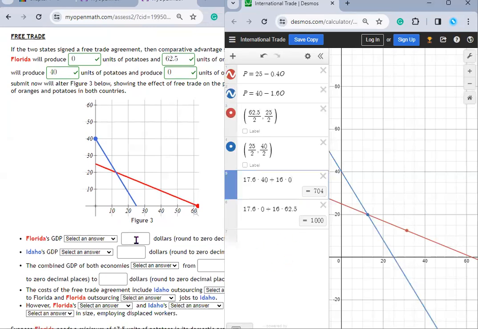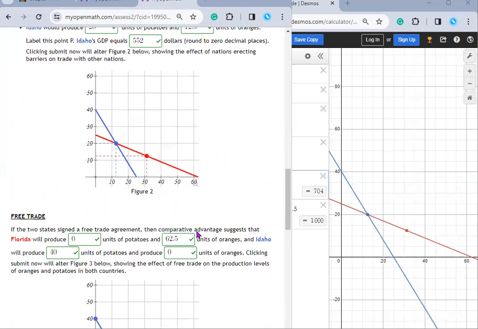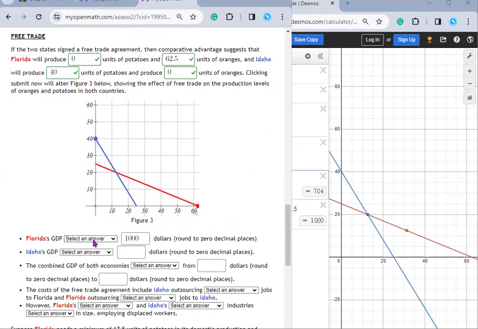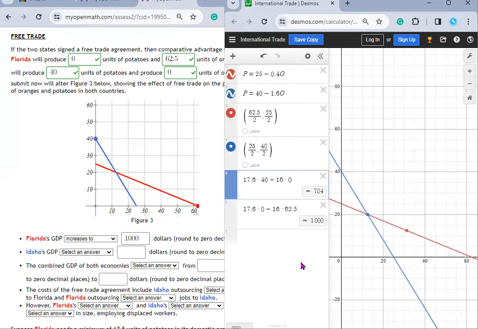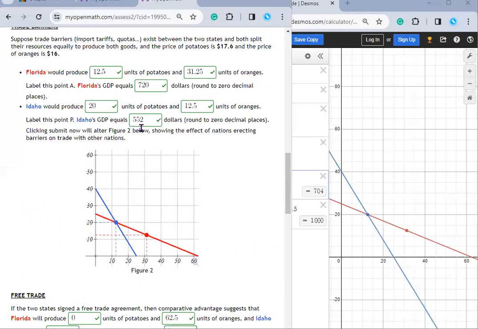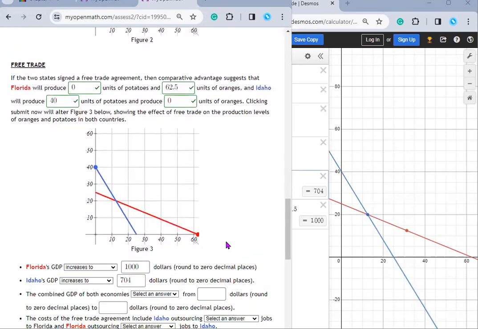So Florida's GDP is now 1,000. And that is an increase from 720. So Florida's GDP increases as a result of the production decisions that are made when trade becomes free between the two nations, when there are no restrictions between the two nations, right? Idaho's GDP is now 704, and it was 552, right? So Idaho's GDP increases.